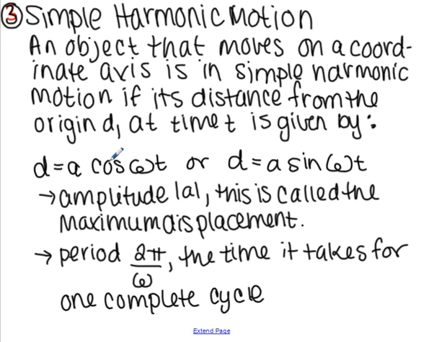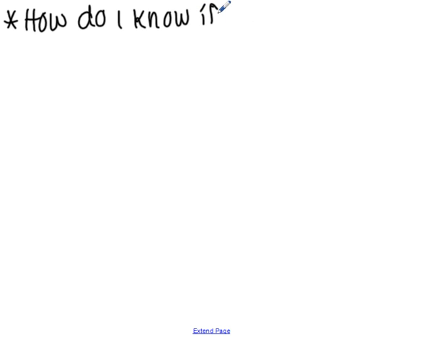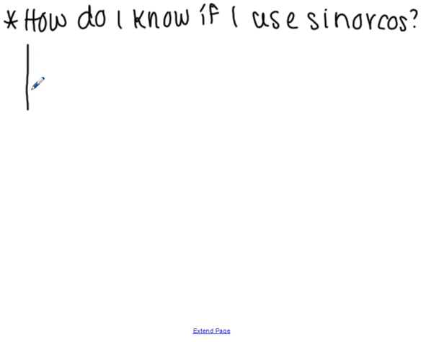So there's two equations, cosine and sine. How do we know if we're going to use cosine, and how do we know if we're going to use sine? It's actually quite simple. We're going to go back to that idea of what the graphs of sine and cosine look like. So let's recall the graphs.